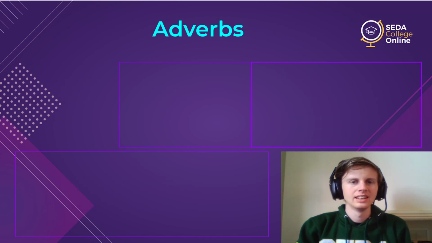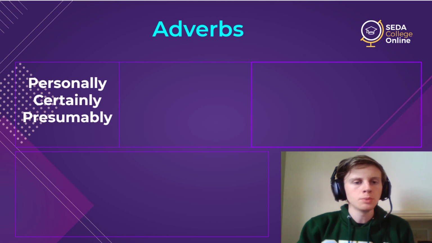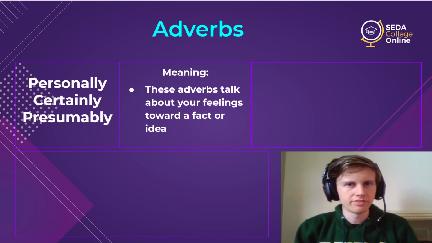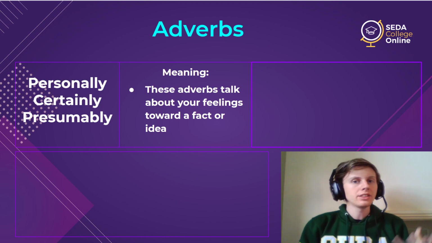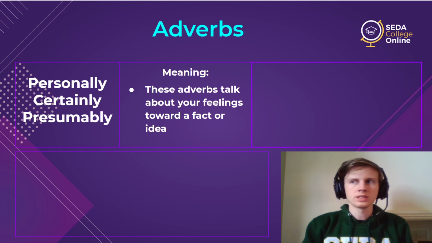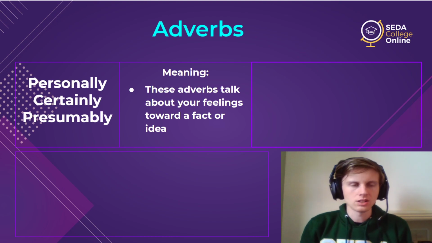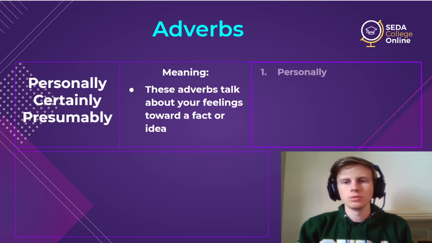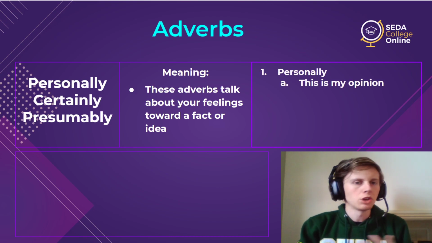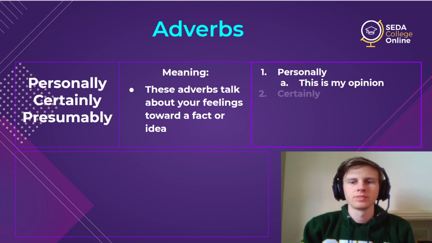All right. Some more. We have personally, certainly, and presumably. So these are used to talk about how you feel towards a fact. So we had the first group was about your confidence. The next was how someone else should feel. These are about how I feel. And so personally is basically saying this is my opinion. Whatever the fact is, whatever the idea is, this is my opinion.